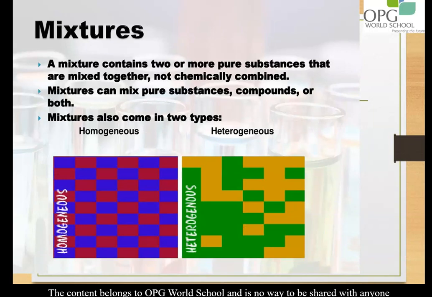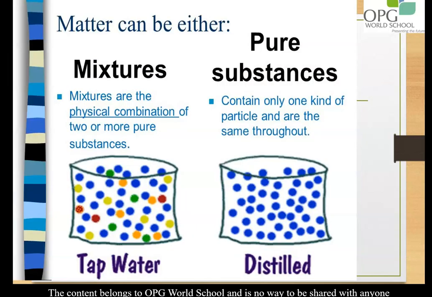Mixtures contain two or more pure substances that are just mixed together. They are not chemically combined. Mixtures can mix pure substances, compounds, or both. So they are of two types: homogeneous and heterogeneous. So mixtures are the physical combinations of two or more pure substances, like tap water. Tap water has water and many salts dissolved inside it, so it is a mixture. But distilled water is a pure substance because it contains only one kind of particle.